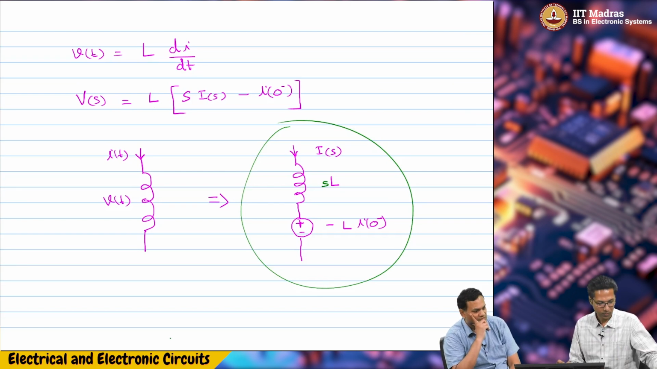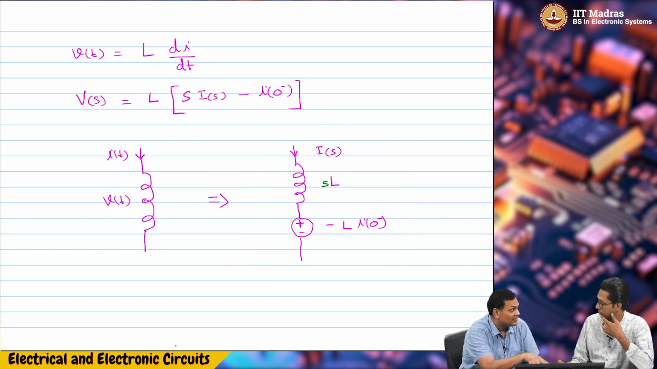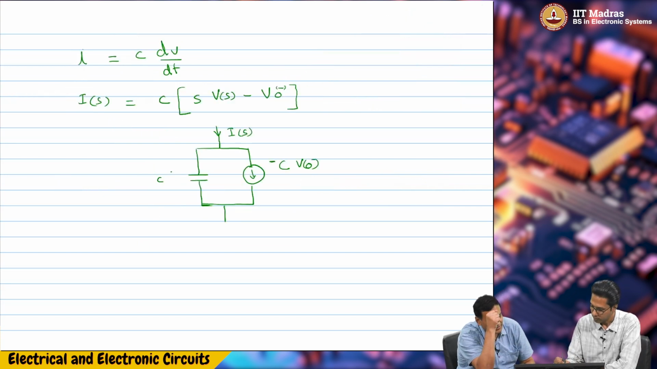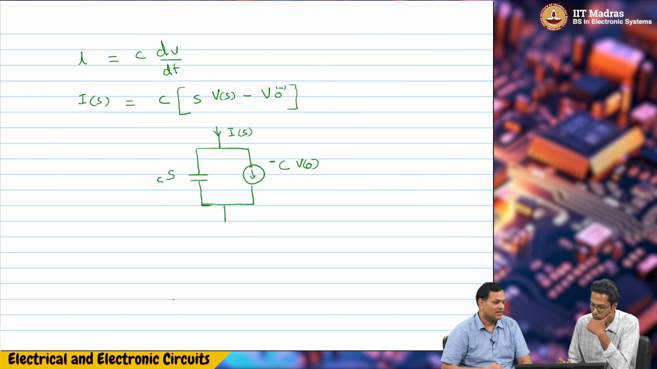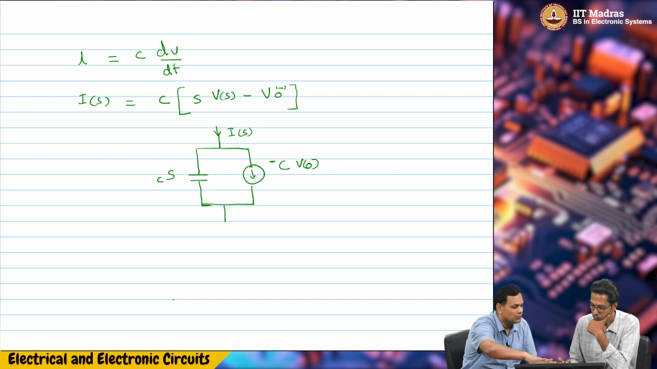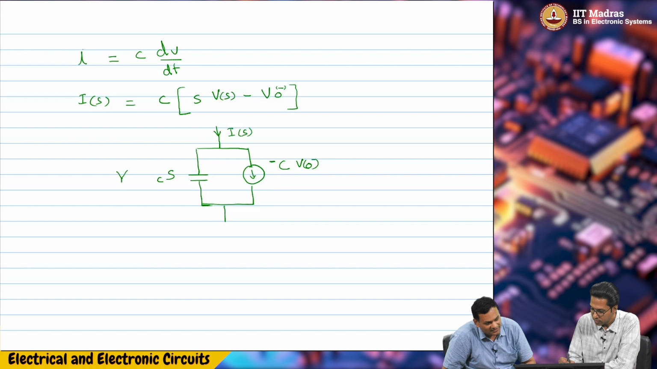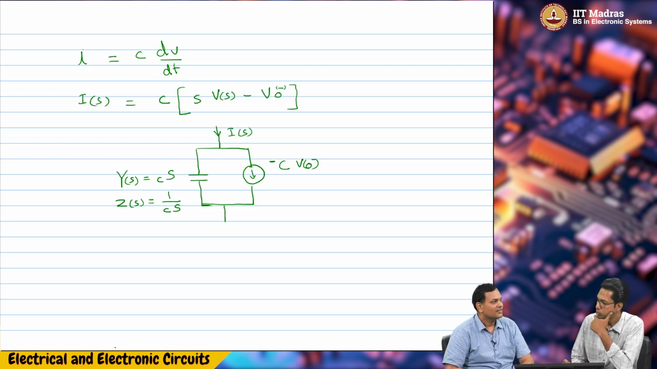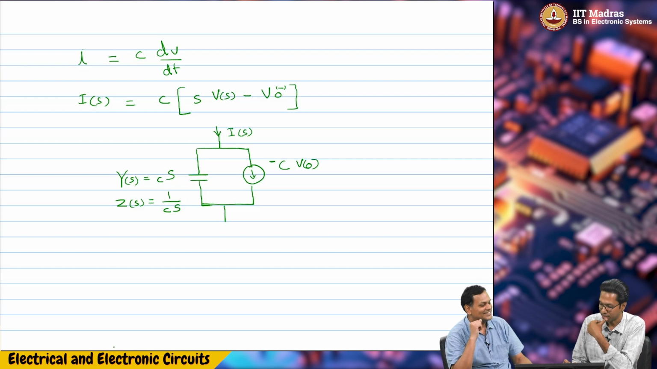And this is also the impedance, no? S times C is I by V, so that will be the admittance. We should also remember that C times S is the admittance, I of S by V of S. Let us say the capacitor had no initial charge, so no V of 0 minus. This is the admittance Y of S. If it is Z of S, I should have written 1 by CS. That's why I was thinking something, because it's not matching with 1 by omega C, or 1 by j omega C.